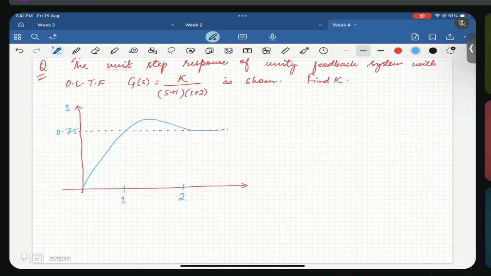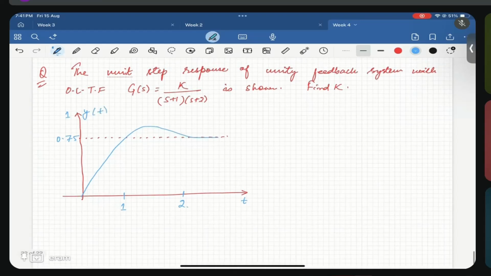Okay, this is time and this is y(t). This is the response of a system with unity feedback and step input whose open loop transfer function is k by (s plus 1)(s plus 2). Find out the value of k.